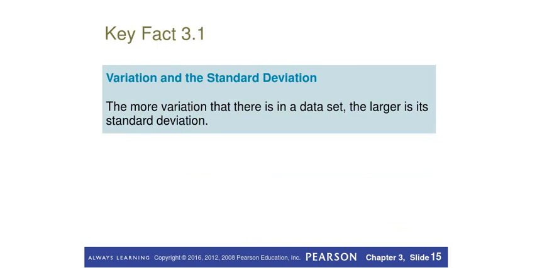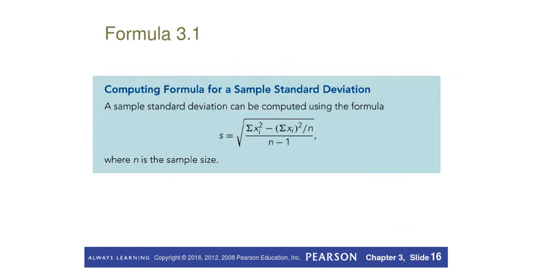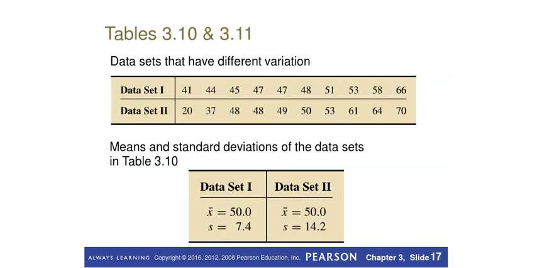The main thing I want you to see is that the more variation there is in a data set, the larger its standard deviation. An example is in order right here. We're going to calculate our standard deviation using this formula right here. I'm not going to go through all the math, but I'll show you what happened when I did this.